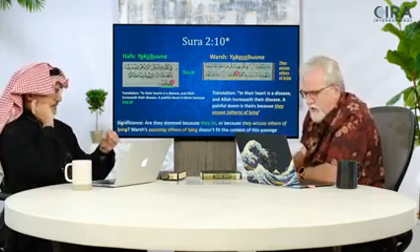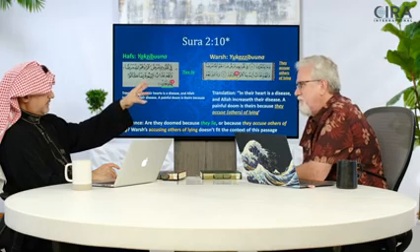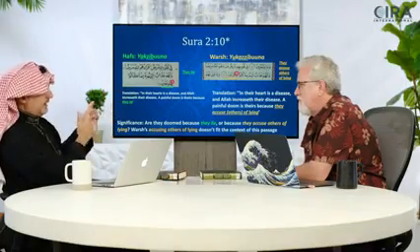So what does this mean? Look at the significance. Are they doomed because they lie? That's what you have on this side of the Hafs, or because they accuse others of lying? Warsh is accusing others of lying, which does not fit the context of the passage. Well, you can even argue it this way, because they were, technically speaking, denying what others were saying. Let's say you share the gospel with them, they tell you you're a liar, right? So because they denied that, they are punished. Here, they actually fabricated the lie themselves.